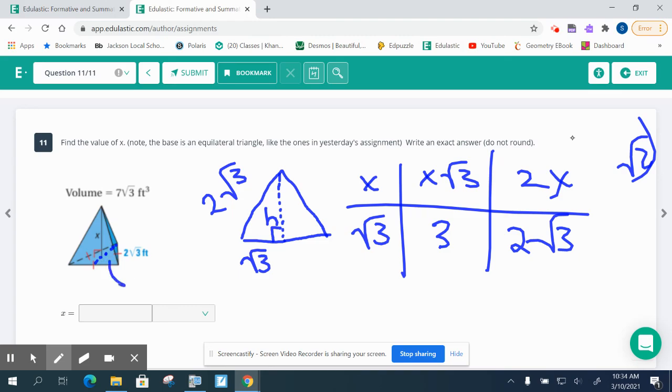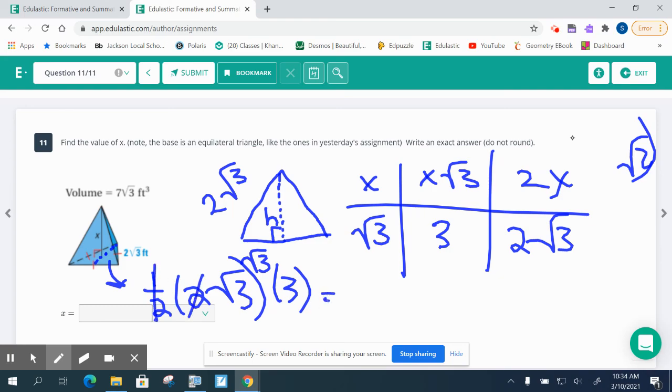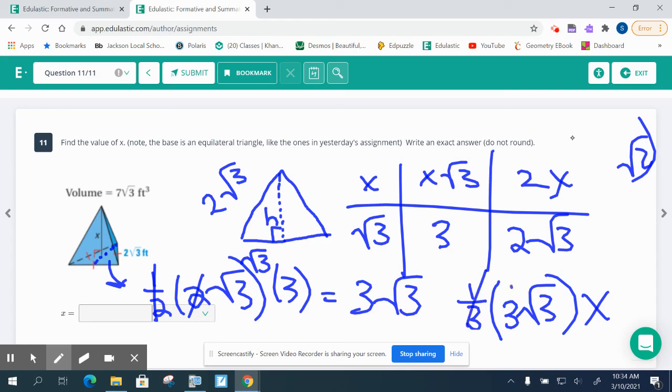So to figure out the area of the base, I would do 1/2 times the base of the triangle, which is 2 square root 3, times the height, which is 3. So the 1/2 and the 2 are going to cancel, and you get 3 square root 3. All right, then to figure out the volume, I would do 1/3 times the area of the base, which is 3 square root 3, times the height, which is x. The 1/3 and 3 cancel. So the volume equals square root 3 times x, where the volume is given. So now your answer should be obvious. You don't even need a calculator.